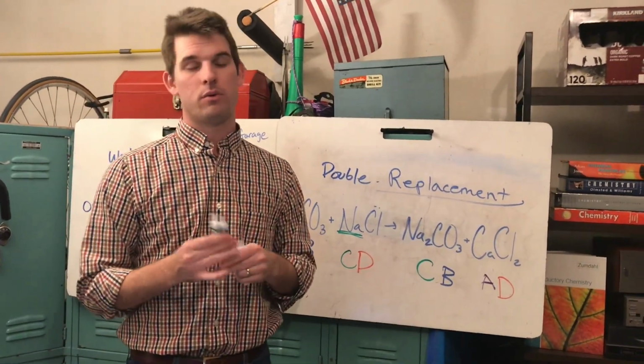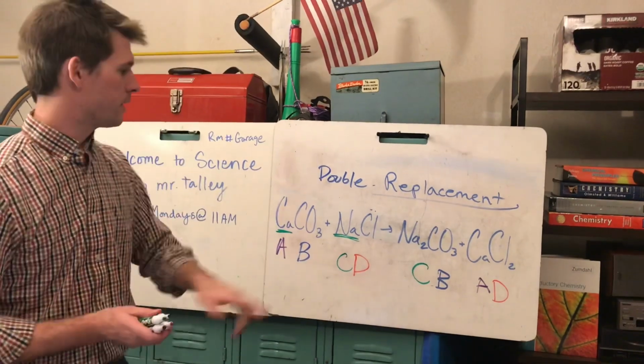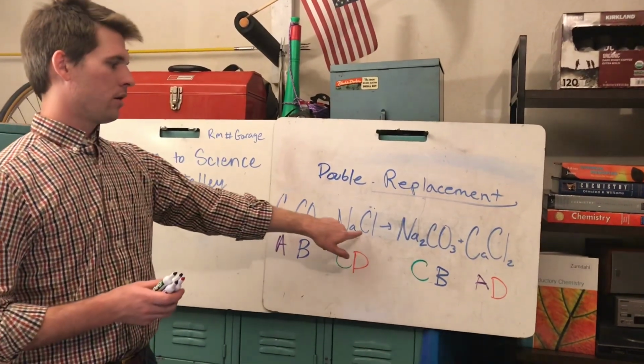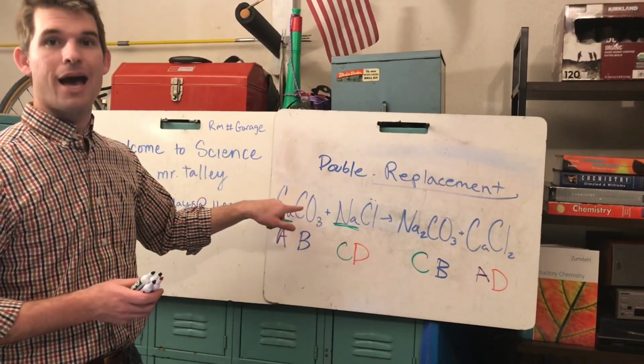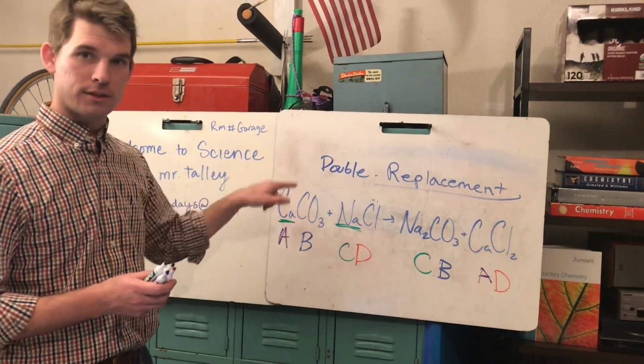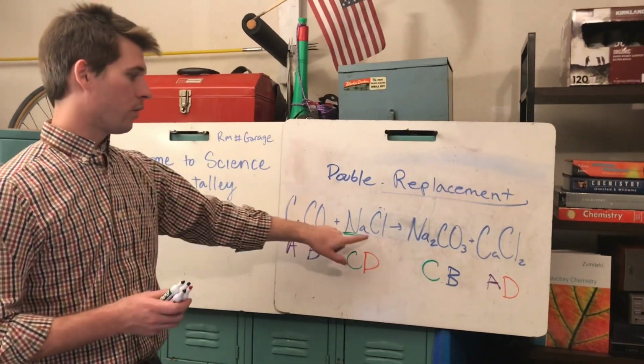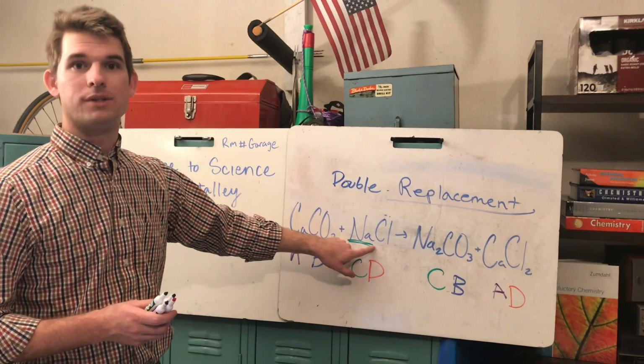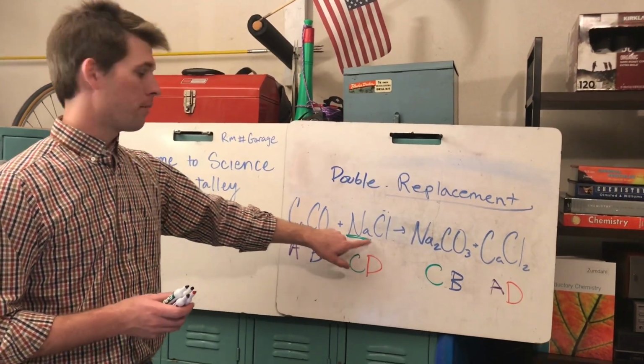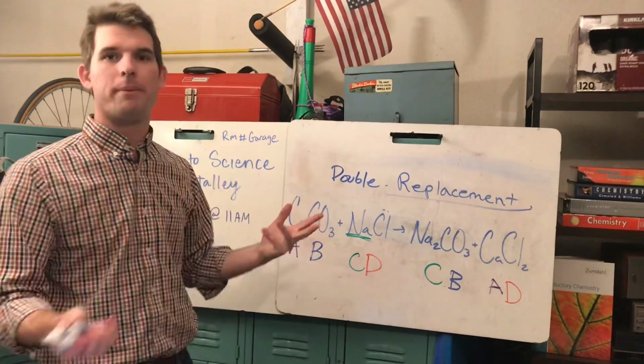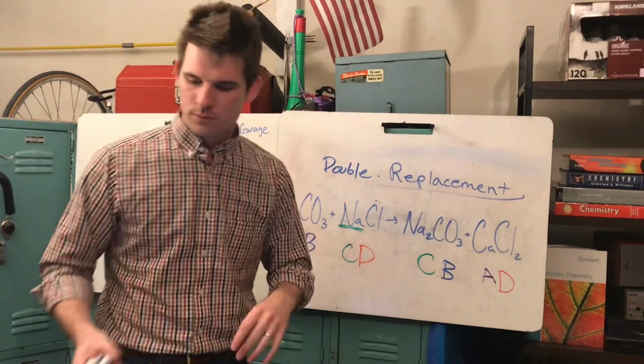Okay, so one way I see that as different than a single replacement is that both reactants have partners. In the last example, if you rewind, one of the reactants was a loner. But now they both have partners. They're both swapping partners.